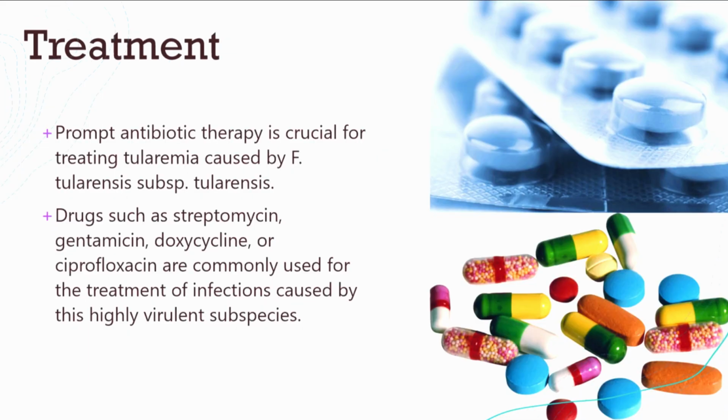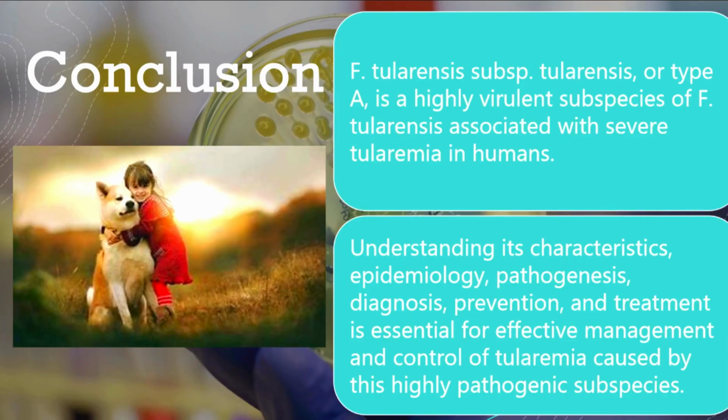Antibiotics are the most common form of treatment for tularemia caused by F. tularensis subsp. Tularensis. Many drugs, including streptomycin, gentamicin, doxycycline, and ciprofloxacin, have been used successfully to treat this potentially dangerous infection. Prompt treatment is vital for the best outcome, so it is important to seek medical attention as soon as possible after diagnosis.